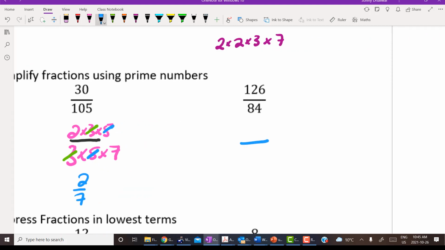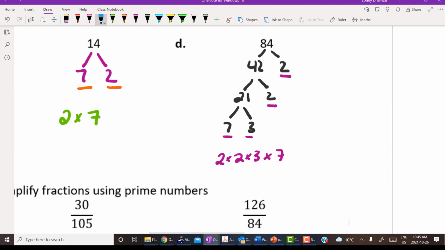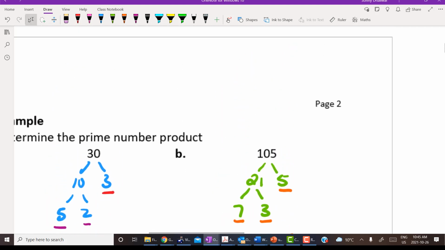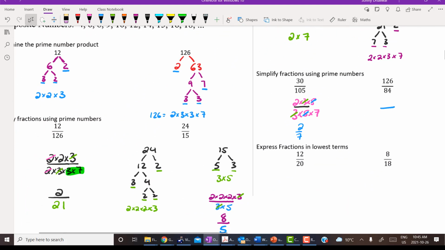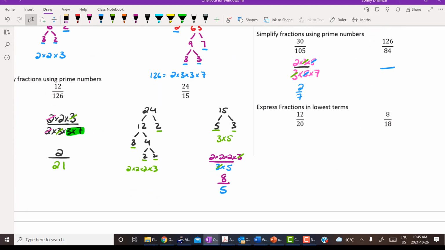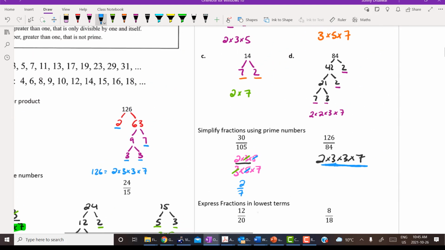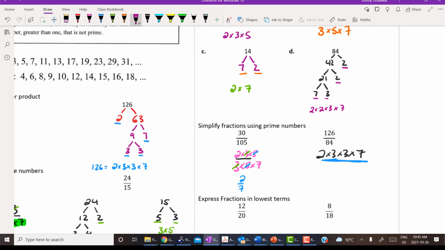Rewrite 126 as a product of its prime factors, which we figured out. It's on the left. We said 126 was 2 times 3 times 3 times 7. And we said 84 was 2 times 2 times 3 times 7. That 84 came from right here. So those are the prime factors.